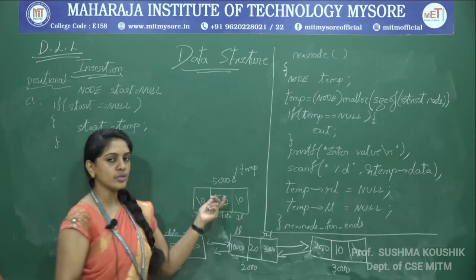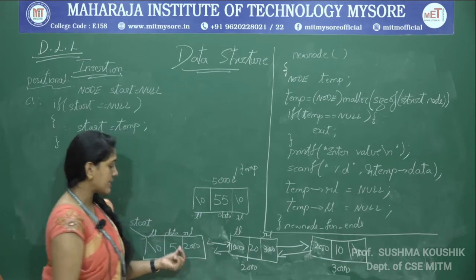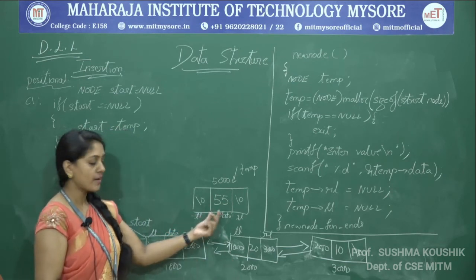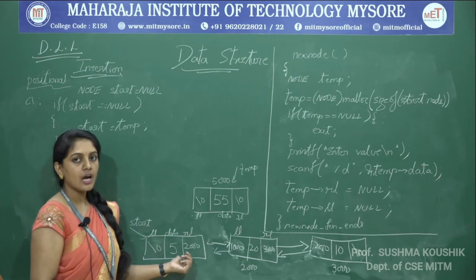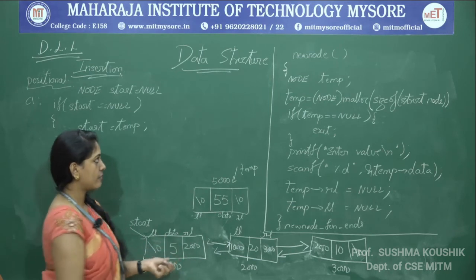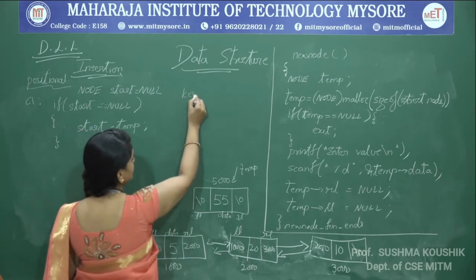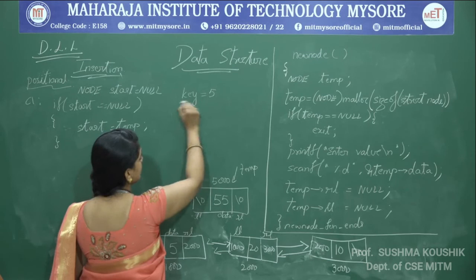Now I have to insert this new node in a particular position. I will say insert this particular node after the element 5. How do I do that? Now I know that 5 data I would have read, so I will also read the key value. So for the key value we are assuming it is 5.